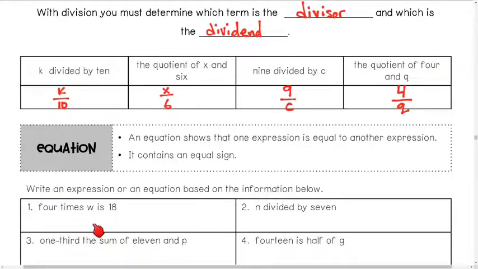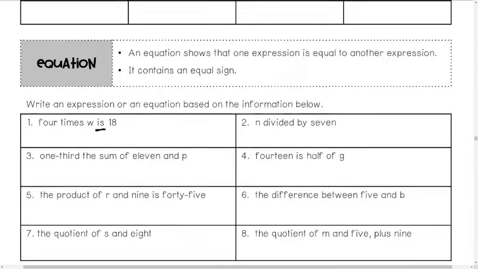So first off, number 1, 4 times a w is 18. A key word here, if it has the word is next to two separate things, that means it has to be an equal sign. So I start with my equal sign, and I say 4 times w equals, and then the other side, 18. So I have the expression 4w and the expression 18. When they're separated by an equal sign, this becomes an equation.